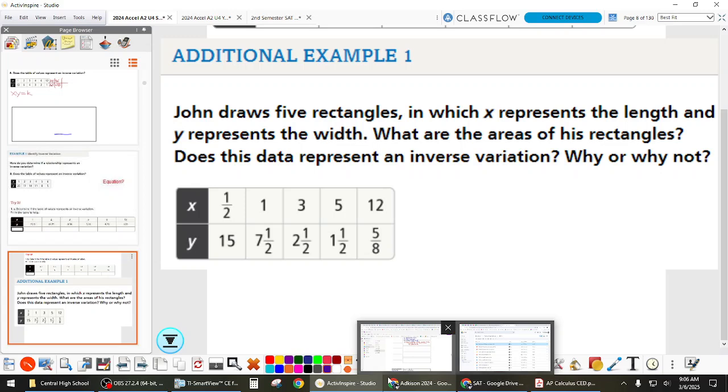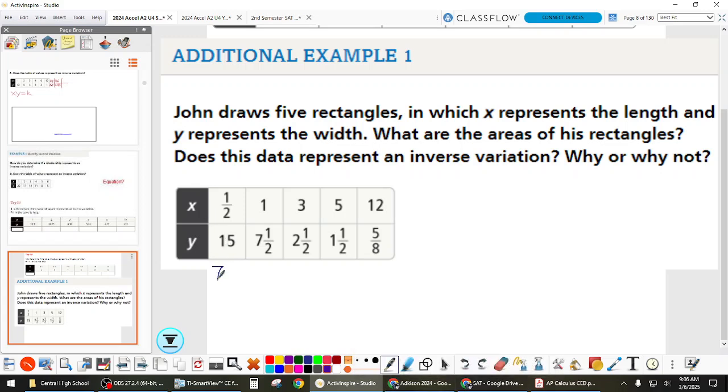Oh man, fractions are the bane of people's existence. What is half of 15? 7.5. What's 3 times 2.5? 7.5. What's 5 times 1.5? 7.5. Three times 2 is 6, and then 3 times 1/2 is 1.5.